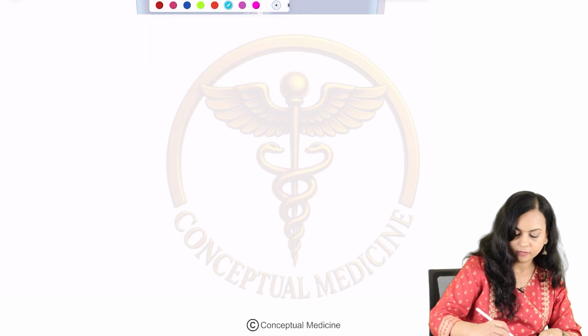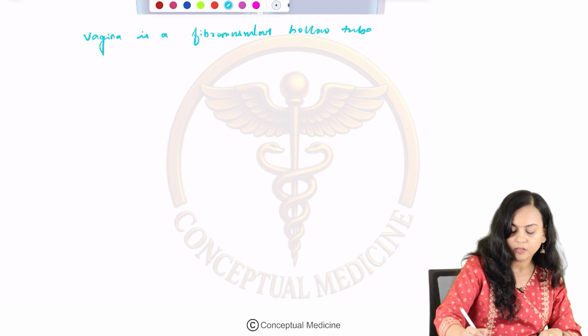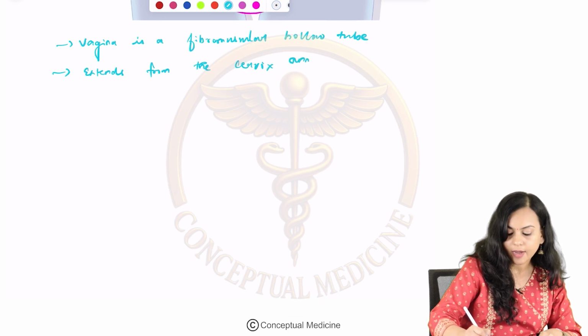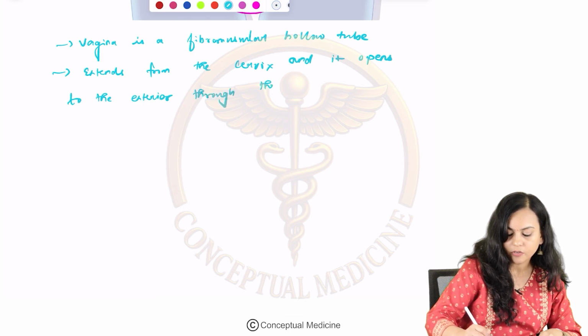Now what is the vagina? Vagina is a fibromuscular hollow tube. Okay, and this extends from the cervix and it opens to the exterior through the introitus.